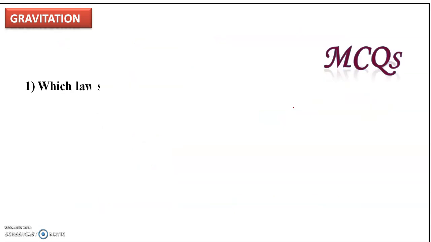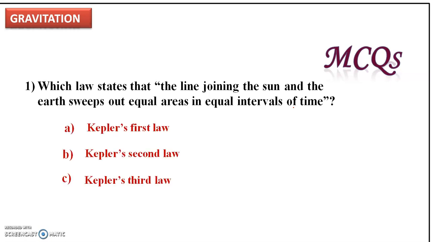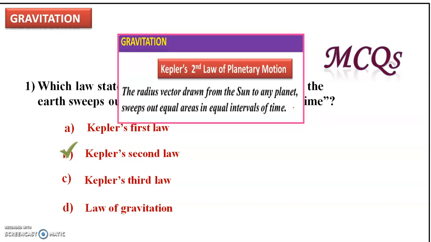Some MCQs. Which law states that the line joining the sun and the earth sweeps out equal areas in equal intervals of time? Usually the options are Kepler's first law, second law, third law, and law of gravitation. Kepler's second law is the answer. Why? Because the line joining the sun and earth, nothing but the radius vector, sweeps out equal areas in equal intervals of time. Earlier we observed the proof of this second law also.